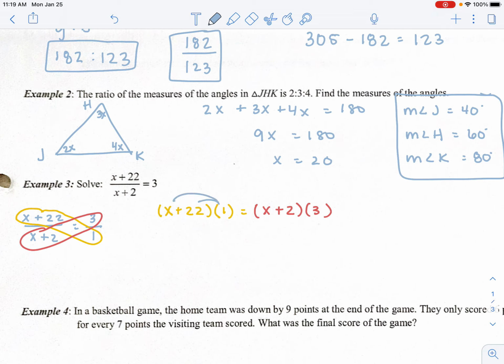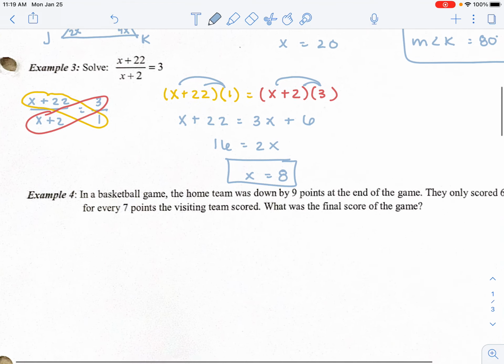And from here, we're going to solve. I'm going to distribute this 1. When I distribute the 1, nothing really changes there. I get x plus 22. I'm going to distribute the 3, so I get 3x plus 6. And from here, we're going to solve. I'm going to subtract the 6 over and subtract the x over. So I divide by 2, and I get x equals 8.